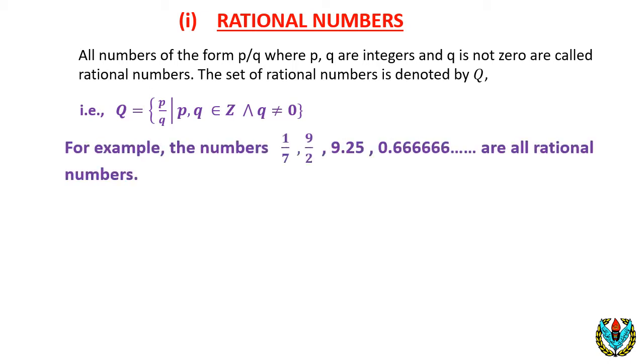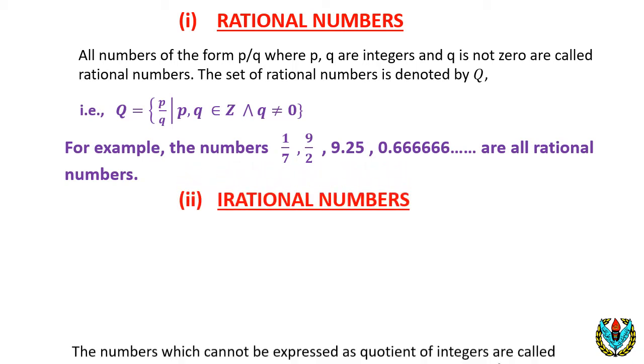For example, the numbers 1 by 7 and 9 by 2 are rational numbers because their numerator and denominator are integers. 9.25 is also a rational number because its decimal representation is finite, and lastly, the number 0.666 and so on is also a rational number because its decimal representation is non-terminating, that is, has no end, and is repeating.